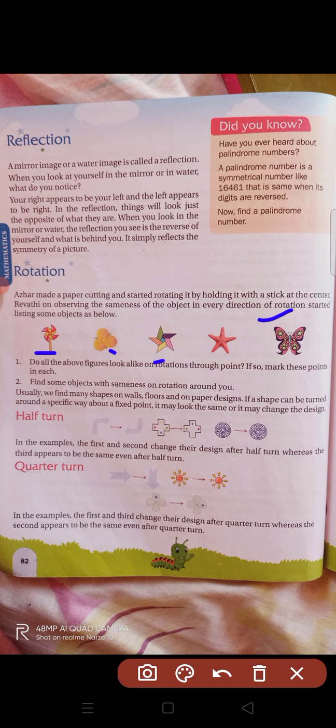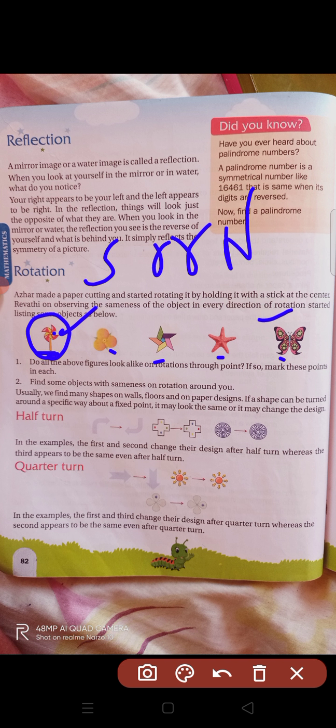Whenever these things rotate, let us write whether these things look the same or not. We have to observe whether they look the same when they are rotated. And see here, first comes this object. Whenever we rotate this object, yes, it looks exactly the same as it is. And this one also, and also this starfish. These are good examples.